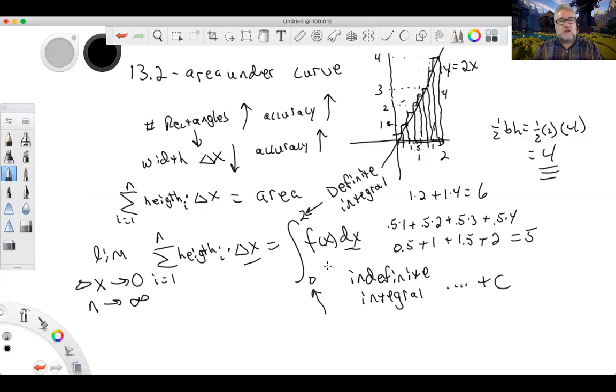So this is what we're trying to do. We're trying to integrate a function to calculate its area under the curve. And that's one of the other things that an integral does. It can be the antiderivative, but it can also tell you the area under the curve. And that's what we're going to do in this next section.